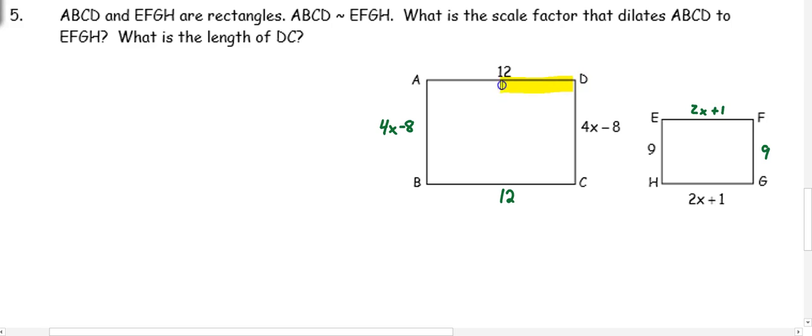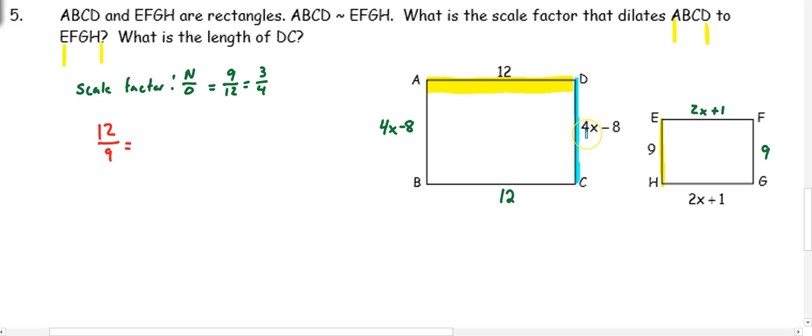So I know that AD is 12. AD is the first and the last letter, so it corresponds with EH. EH also has a number, so we can do our scale factor right away. So in this case, the scale factor is still the new over the old. So we have 9 over 12, which reduces to 3/4. The last thing we need to do then is find the length of DC. So in order to do that, we need to find what x is. So right now we know that we can use 12 over 9 because those sides correspond.